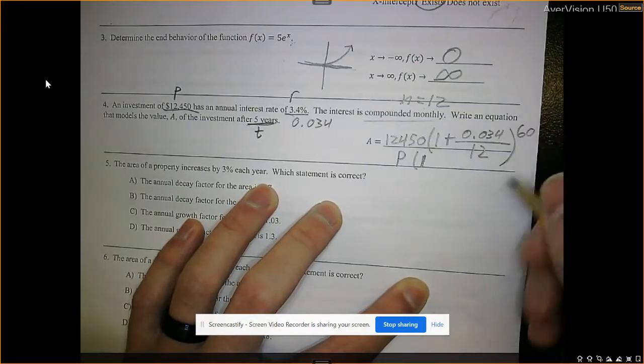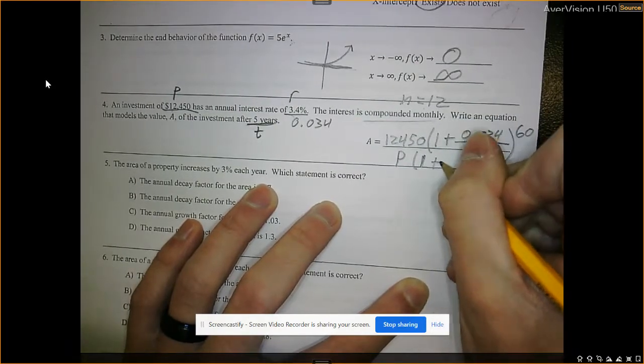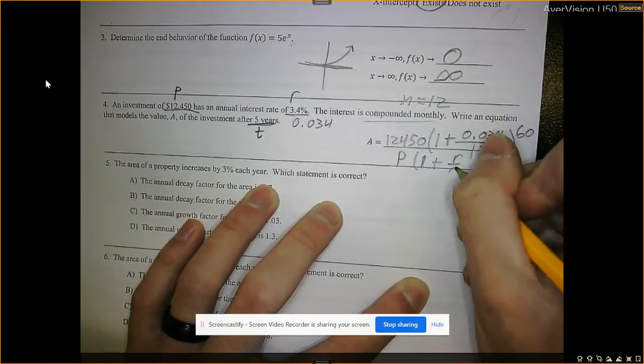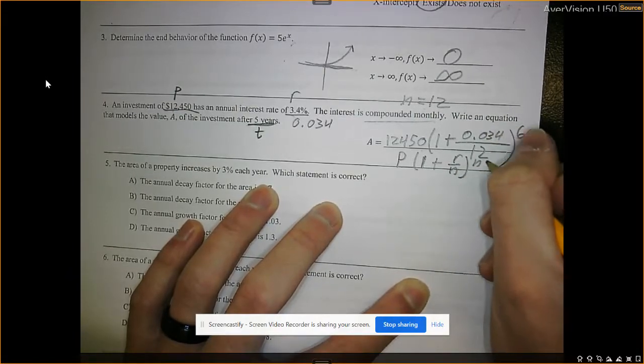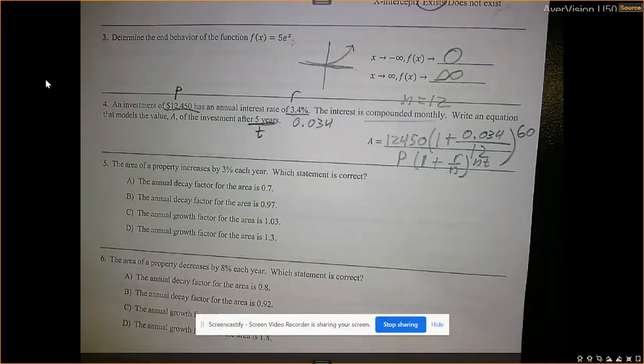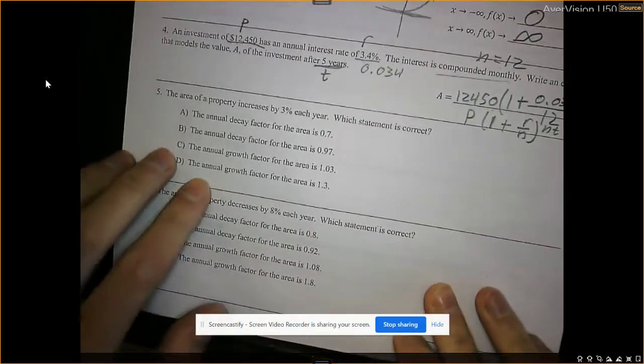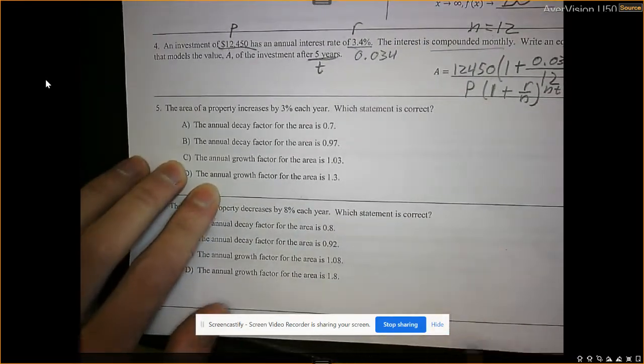And remember here, I am just following our formula, which you are going to be given on the test. You don't have to memorize formulas. Okay, p times 1 plus my r over n to my n times my t. That's what I just did there.